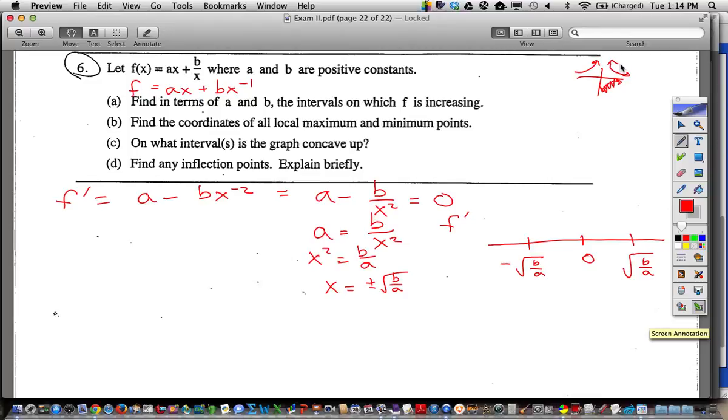Again, inflection points and local max and min are points. If there's no point on the f graph, then there's not one. So again, there isn't a point there, but we do need to put it in there. Okay, so now here we go.